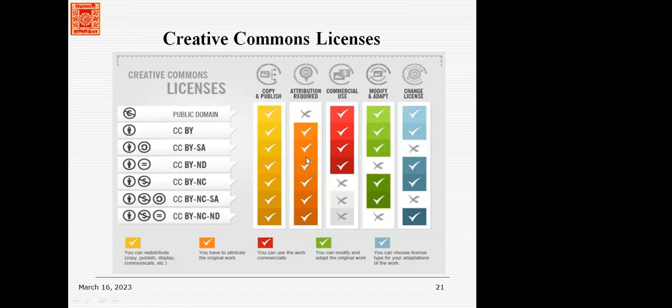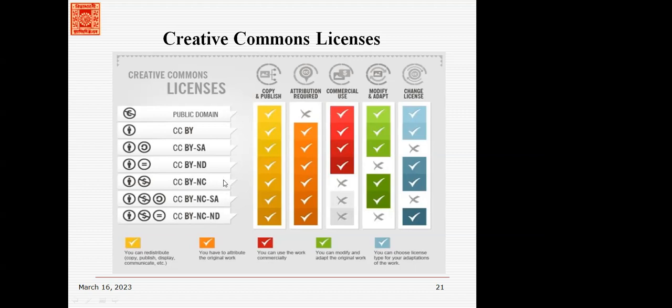So we can share, redistribute, use the content commercially, and modify the content. In the case of CC BY ND, that is no derivatives, we cannot change the content of the publication. And NC, that is non-commercial, means we cannot use the document for commercial purpose. And here the most restrictive license is CC BY NC ND. We can access it, share it, copy it, but we cannot use it for commercial purpose, and we cannot modify the content.